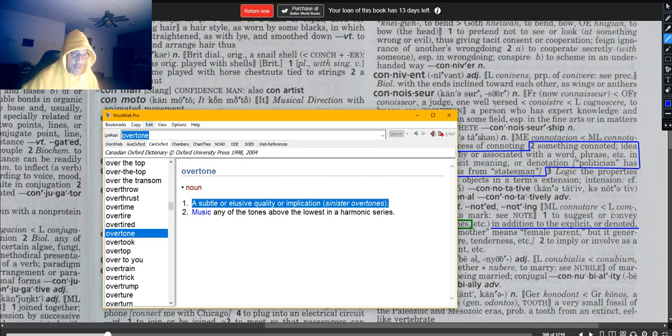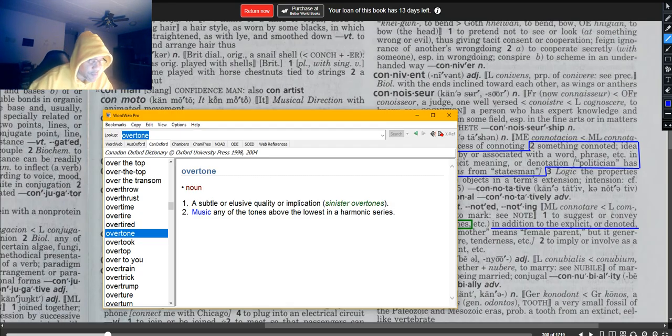See that? A subtle or elusive quality or implication, sinister overtones. I like that word, subtle. If you don't know how to read this stuff, it can deceive you. It's very subtle. They nudge you away from the truth a little bit by adding these things.